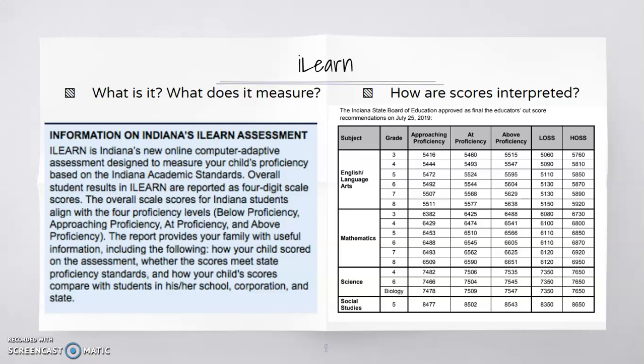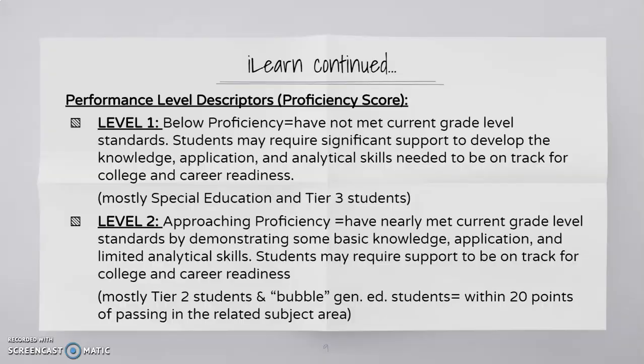So let's look at the proficiency levels, because again, it's a 1 through 4 range, and I think that's a little more user-friendly to look at. If a student scores a 1 for proficiency, they're below. This means they have not met their grade level standards. They require significant support to develop knowledge, to apply it, and of course, analytical skills.